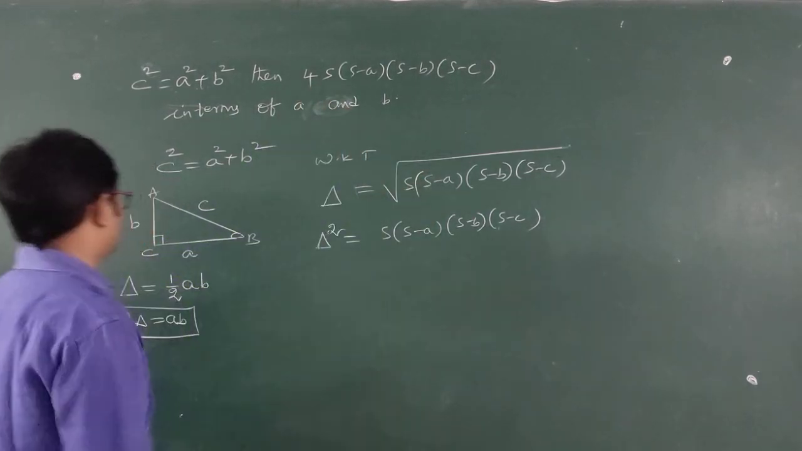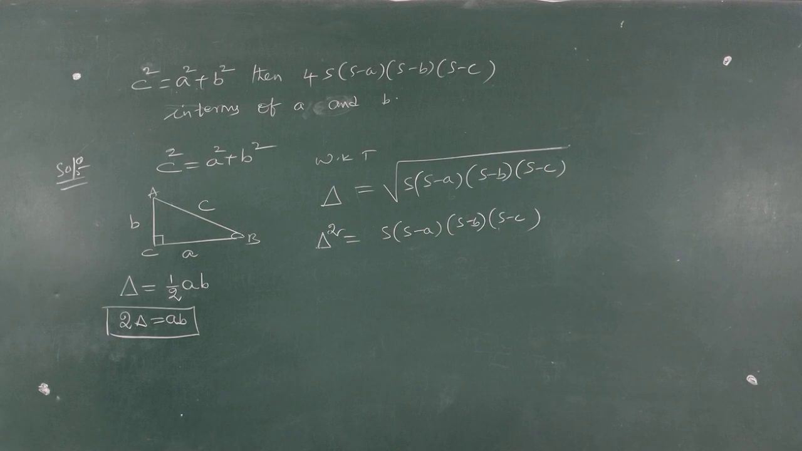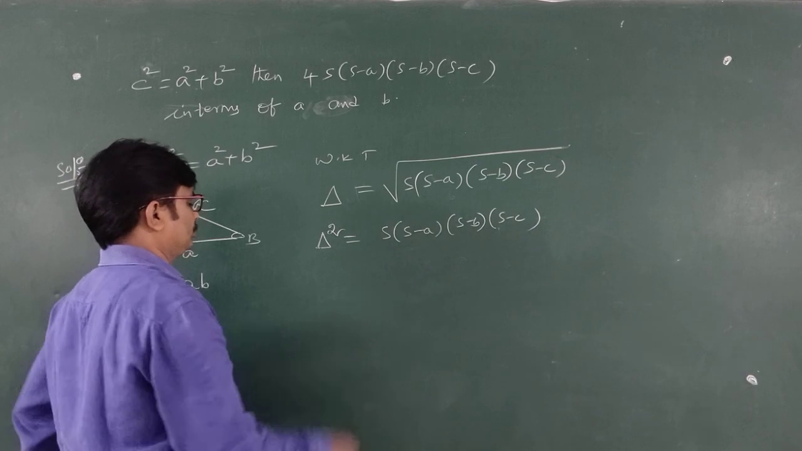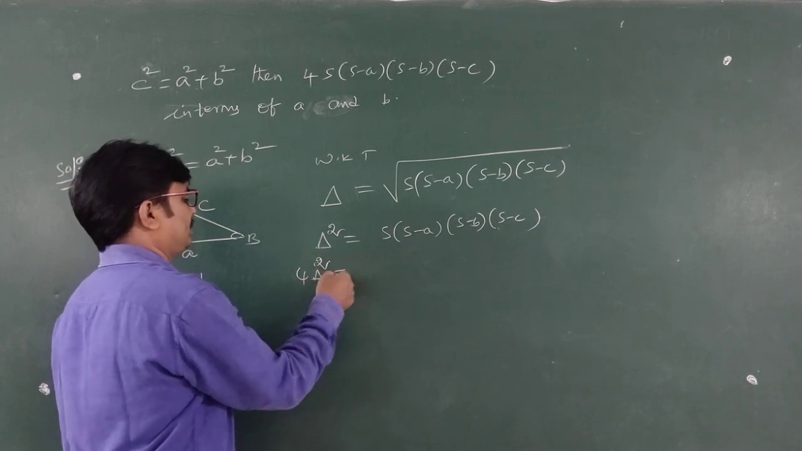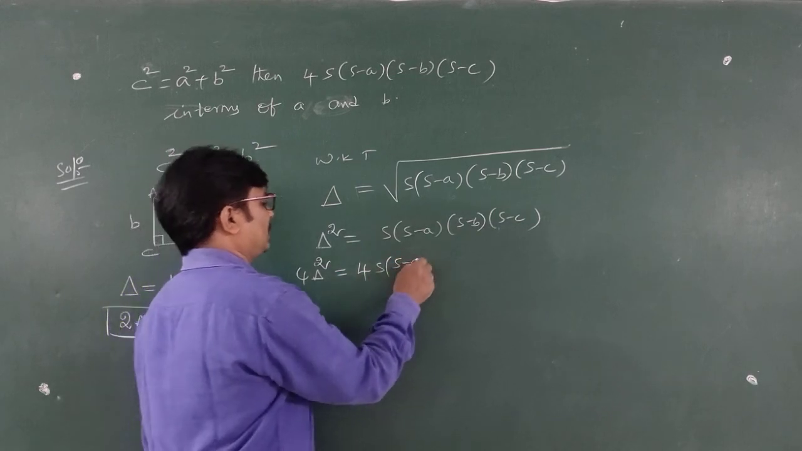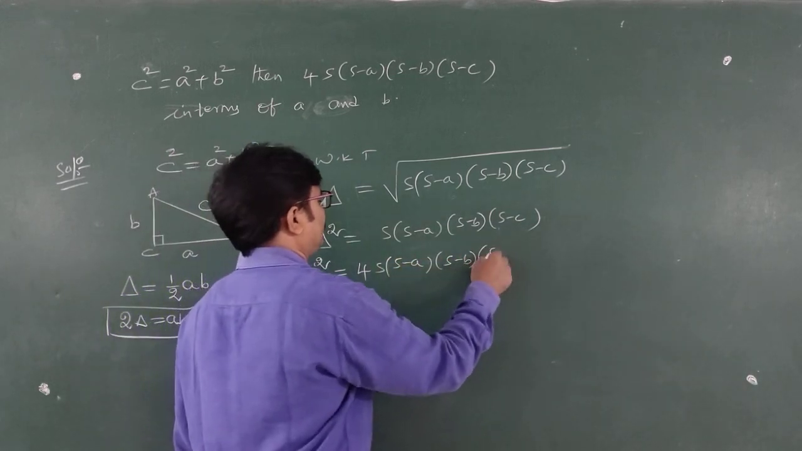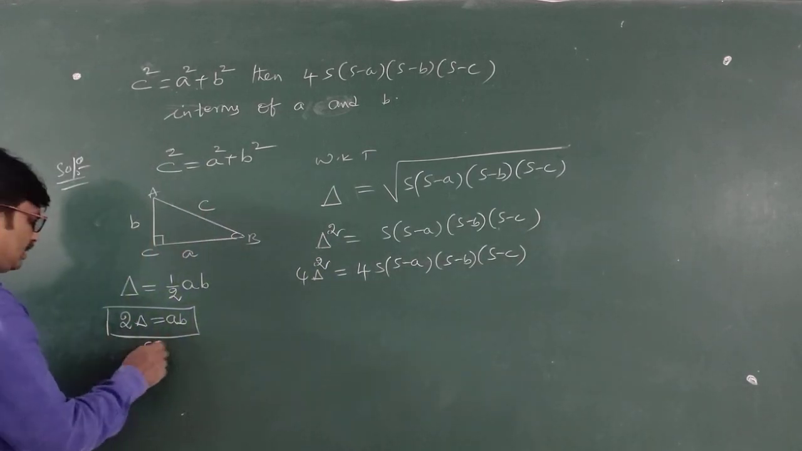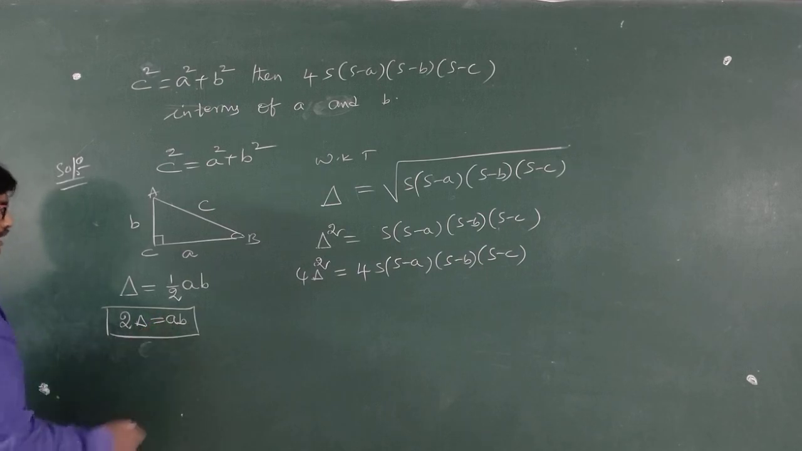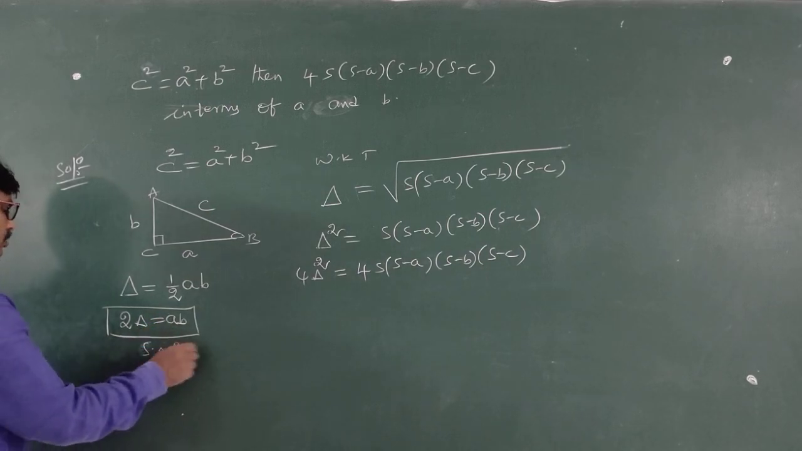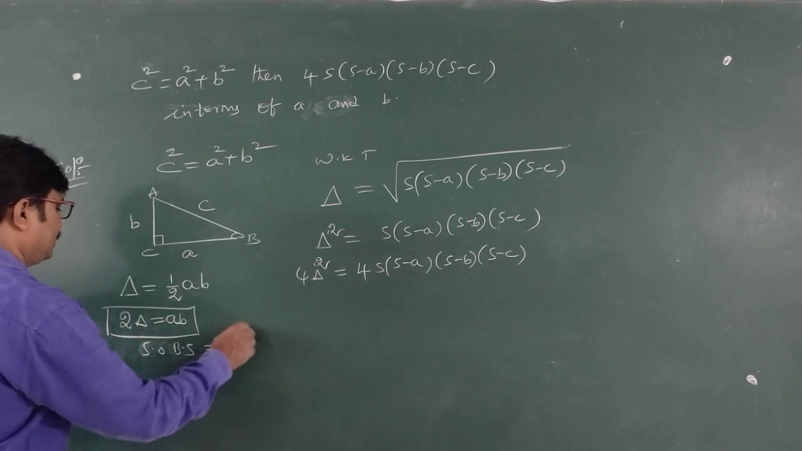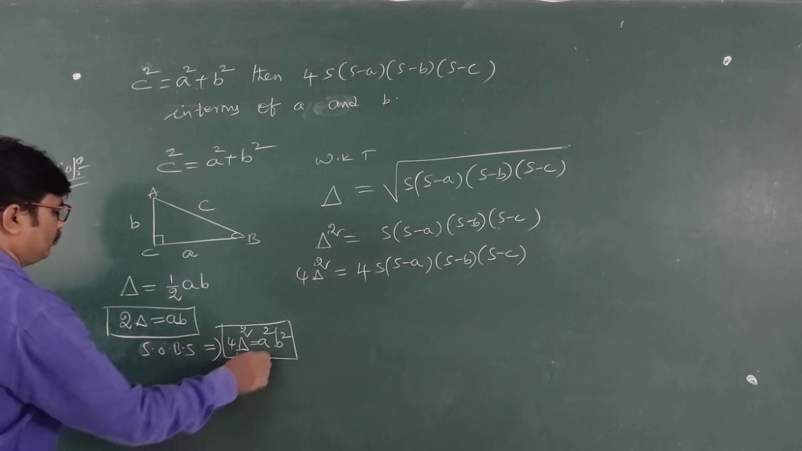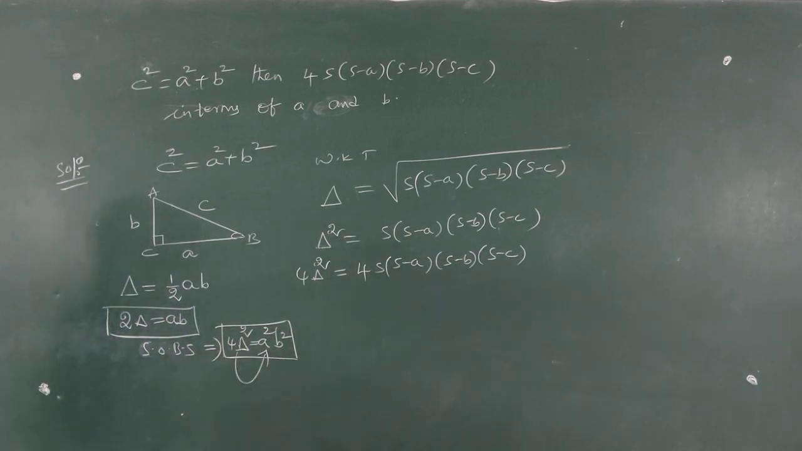4 into s minus a into s minus b into s minus c. Now students, we are taking on both sides multiply with 4, that is 4 delta square equal to 4 into s minus a into s minus b into s minus c. Now students, squaring on both sides, then it will come 4 delta square equal to a square b square. Dear students, what is the value of 4 delta square? It is a square b square.